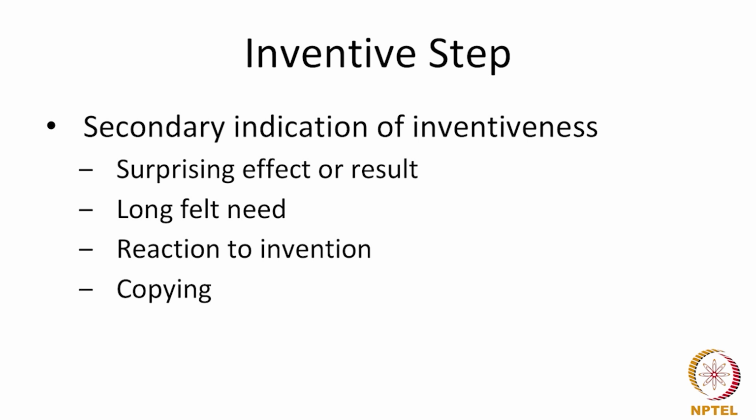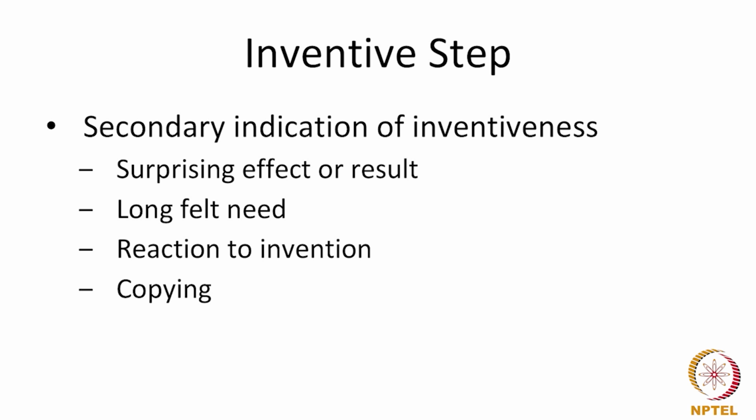Another secondary factor is a long felt need. The prior art had a long felt need. There was a need to have a particular invention. The prior art showed that there was a need, but the need was not addressed. So, the invention addressed that long felt need. Again, that is a secondary consideration. Overcoming the prejudices of the prior art is yet another secondary factor. The prior art was prejudiced in a particular way, and the invention thought away from the prior art. In fact, it got over the prejudices of the prior art and came up with the invention. So, that is another secondary factor.